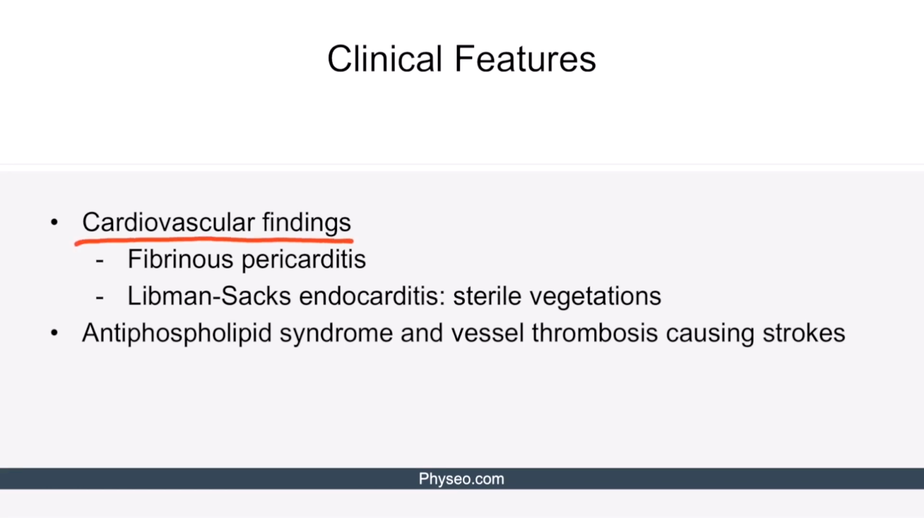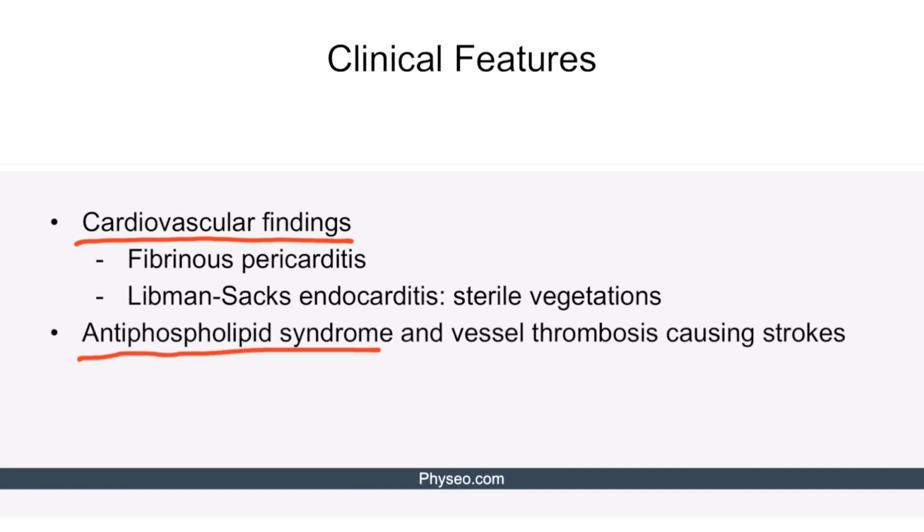The most common finding is fibrinous pericarditis, which can be seen with or without effusion. Libman-Sacks endocarditis is also characteristic of lupus. It is a type of non-bacterial thrombotic endocarditis, which usually affects both sides of the valve. Over the mitral valve surface, sterile vegetations can be present, which can cause valve deformity and mitral valve regurgitation.